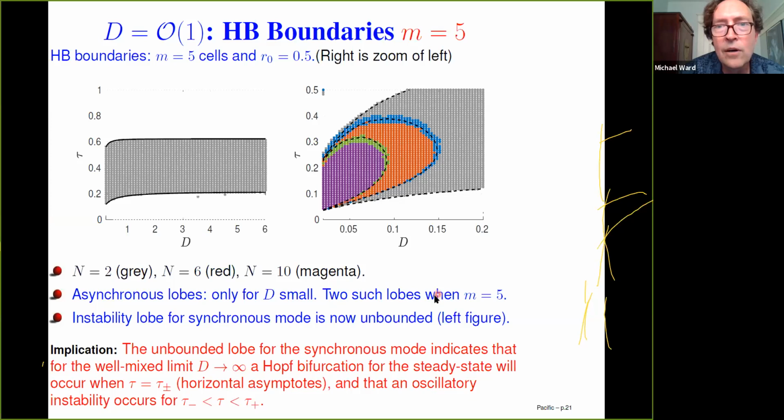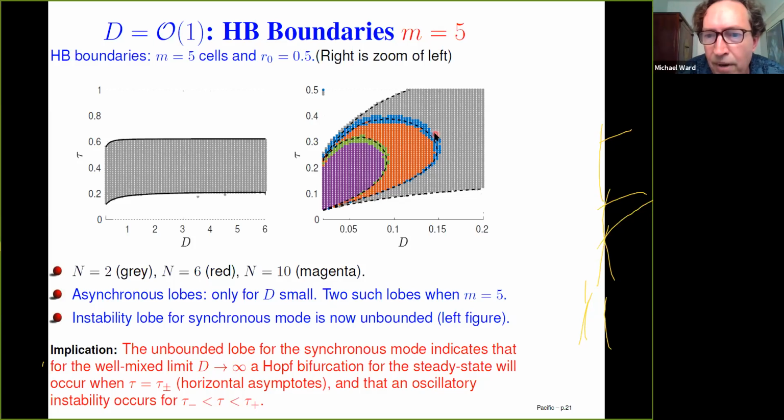Okay, so M is 5, you get a new phenomenon. You put 5 cells on a ring, and here's what you see. I've just plotted the synchronous boundary. This region is open in the tau D plane. So when D is very large, you still see oscillations. There's a window of tau for which you'll get synchronous oscillations. This picture here is a zoom of what's going on near the origin, where you see all the asynchronous lobes. You should see 2 asynchronous lobes because of the mode degeneracy.